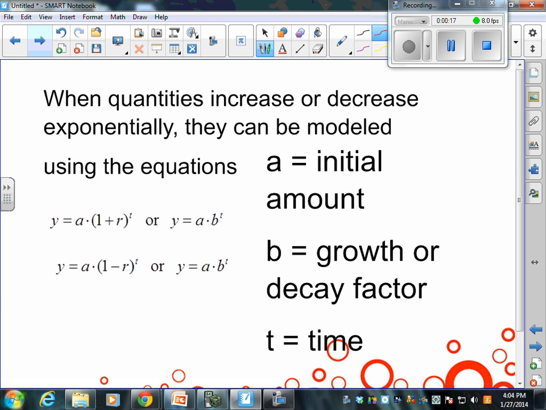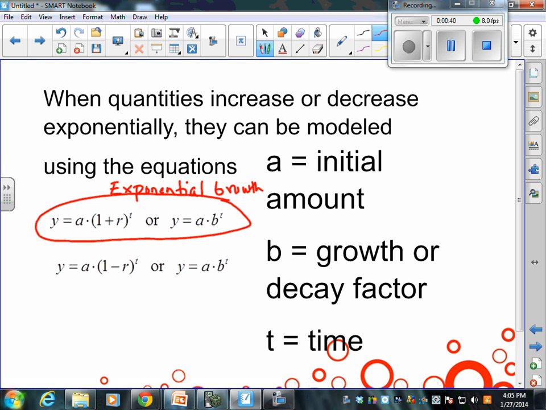When you have quantities that are increasing or decreasing exponentially, then you can model them using either the equation y equals a times (1 plus r) to the t, or sometimes you'll see it as y equals a times b to the t. That's for exponential growth, and if it's a decay problem, the only thing that changes is it's (1 minus r) to the t. So these are exponential decay problems.